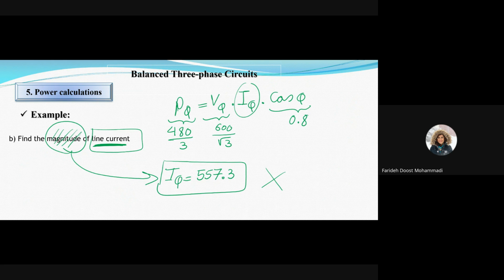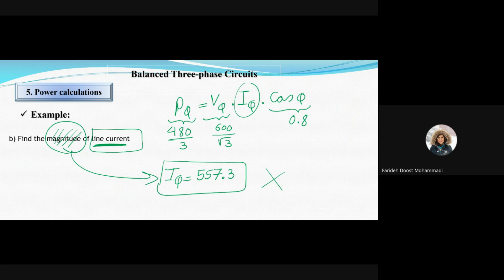So what I'm trying to say is that this is correct if it's asking for the magnitude. But I have seen a lot of students saying, okay, I found the current, even if it's just asking for the line current and not the magnitude of line current. If I'm asking for the line current, then you have to give me the vector. I need to know what is the magnitude and what is the phase of the current. So you need to find both angle and the magnitude. But here it's asking only for the magnitude.